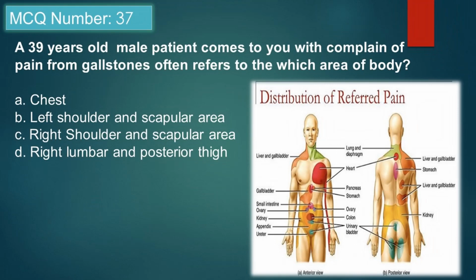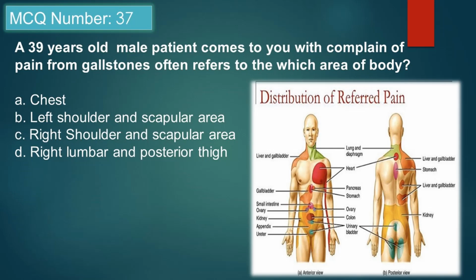Let's jump to another scenario. A 39-year-old male patient comes to you with a complaint of pain from a gallstone. Often referred to which area of the body? Option A, chest area. Option B, left shoulder and scapular area. Option C, right shoulder and scapular area. And option D, right lumbar and posterior thigh.